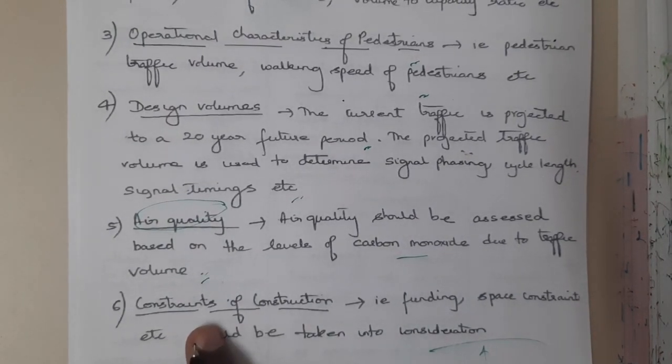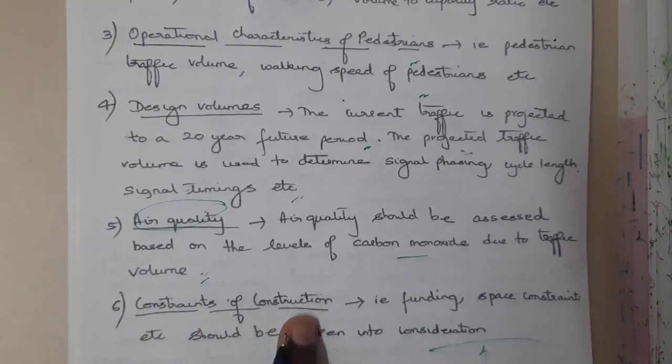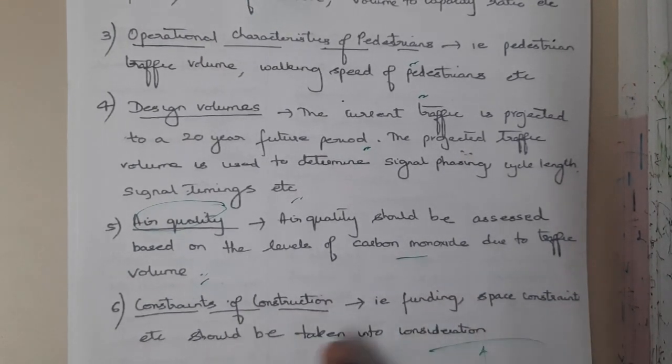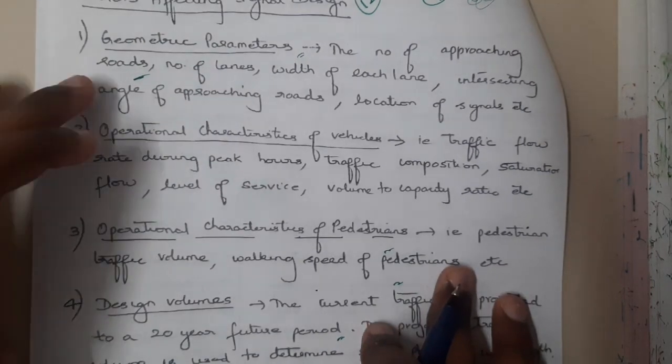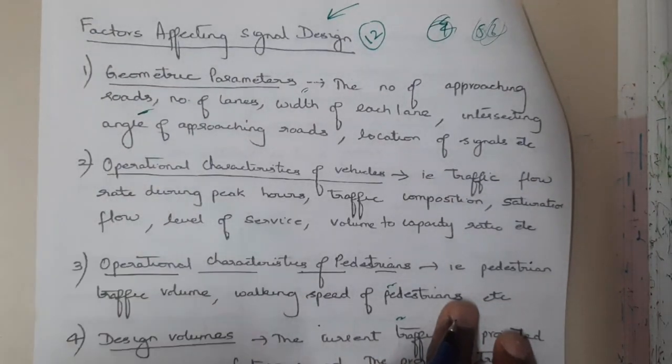Similarly, constraints of construction, like how you are getting funding, the space consideration and all those things. These are all the characteristics which will be considered while designing a signal, guys.